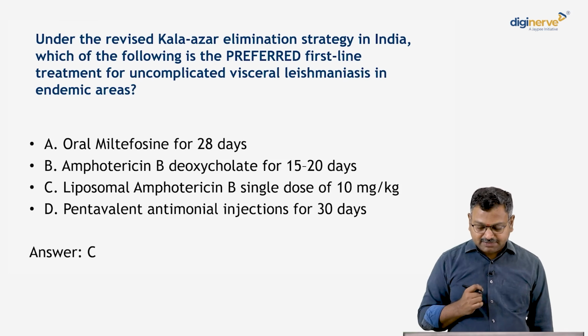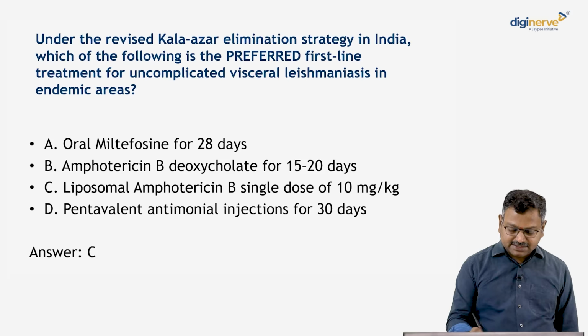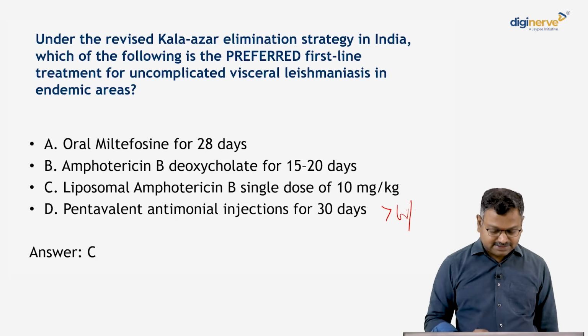So liposomal is the one which is better. Pentavalent antimonial is not recommended because you have a resistance of more than 60% for this.